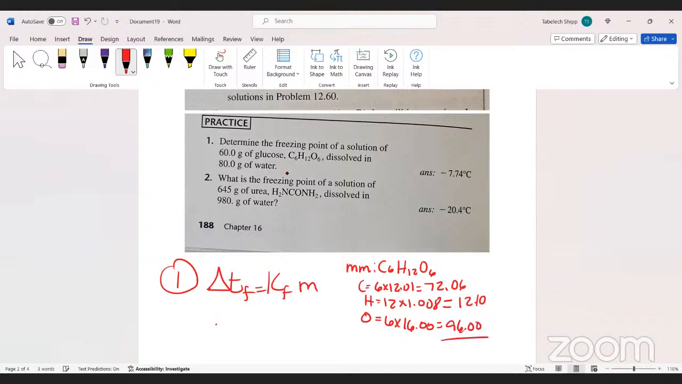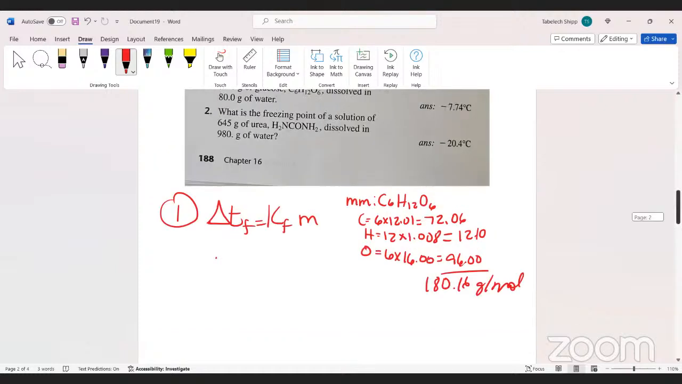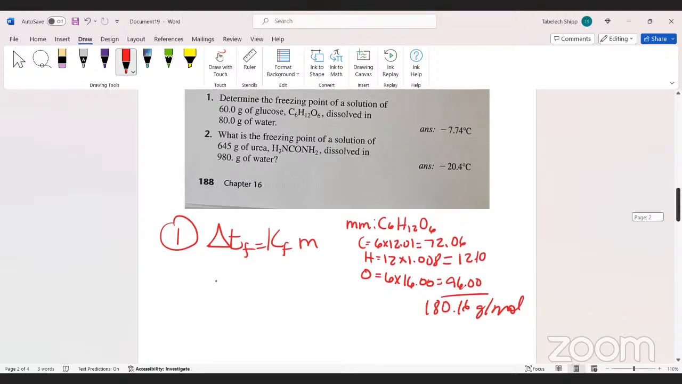The 96.00 plus the 12.10 plus your 72.06, and you get 180.16 grams per mole, okay? So you've got to find the molar mass of your solute. So anytime you're doing these problems, guys, you got to make sure that you're able to find the molar mass of your solute. So in this particular case, they gave us 60.0 grams of glucose right there for number one.